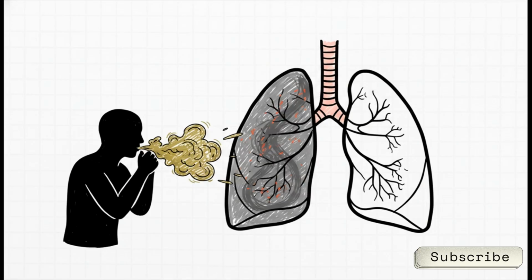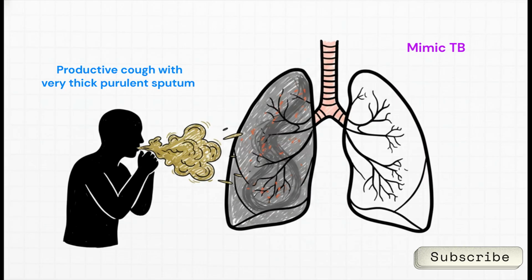Okay, first up is the lung form. Now, this isn't your typical rapid, acute pneumonia. You need to think of a more slow-burning, subacute infection. It can actually mimic other conditions, like tuberculosis. A key sign to look for is a productive cough with really thick, purulent sputum.